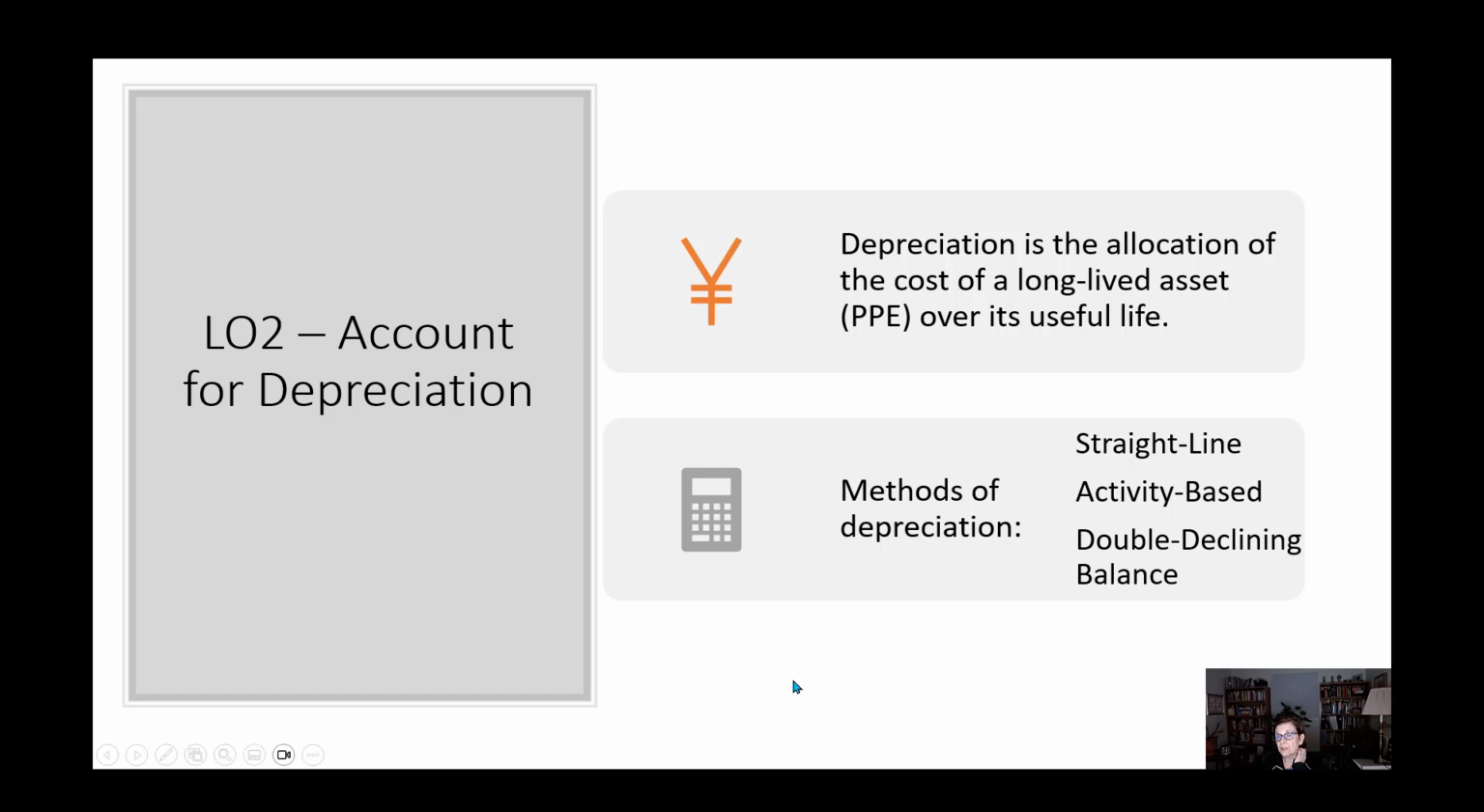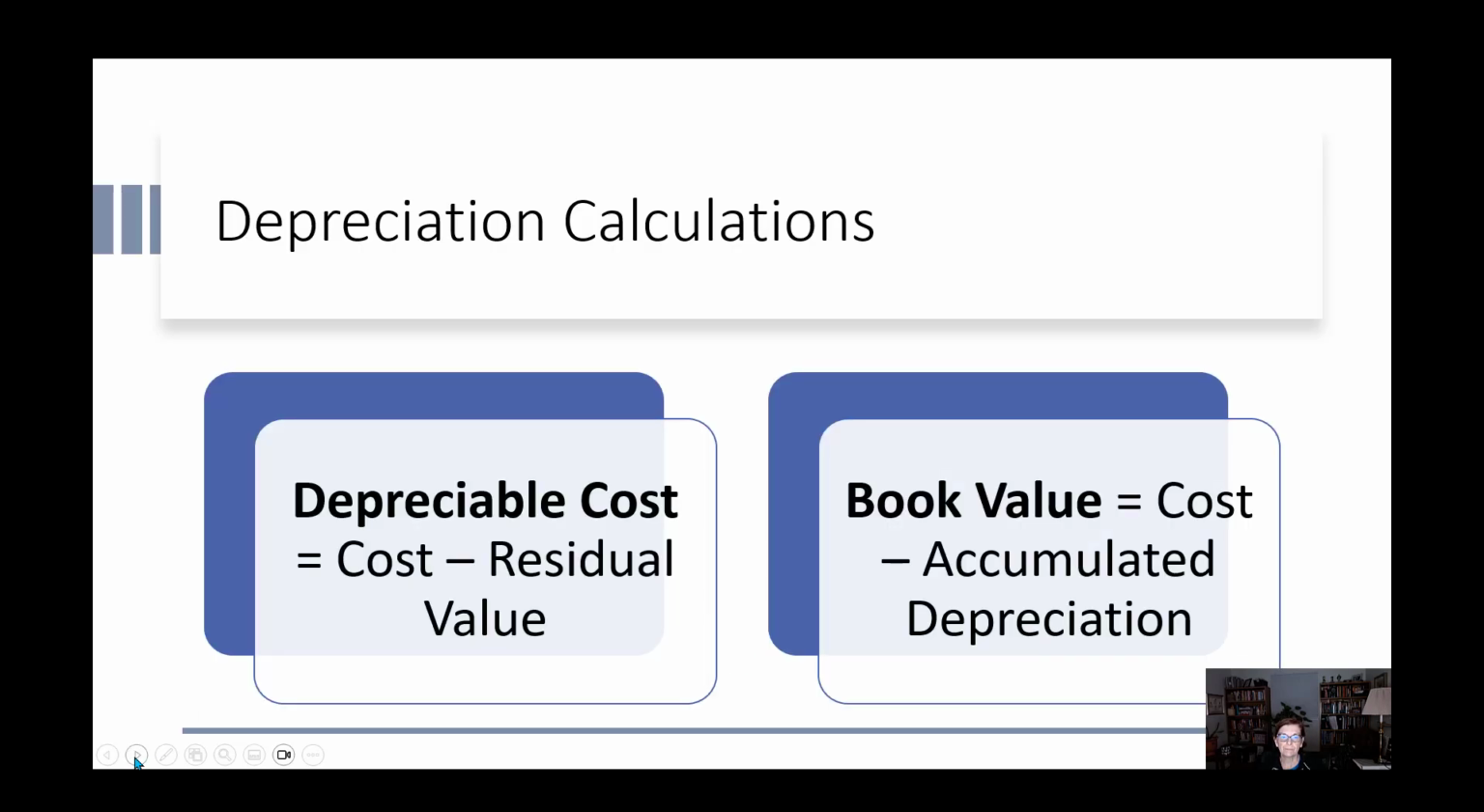Now let's take a look at depreciation. Remember from when we talked about adjustments that depreciation is the allocation of the cost of an asset over its useful life. And we're going to take a look at three different methods of depreciation. There is straight line, which is the most common. There is activity-based, which is based on how much you use the asset. And then there's double declining balance, which is an accelerated method. Accelerated means you take more depreciation in the early years and less in the later years.